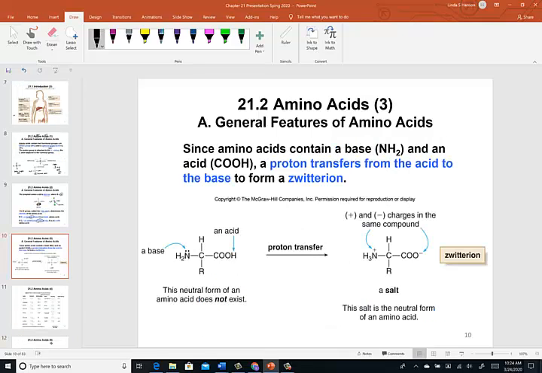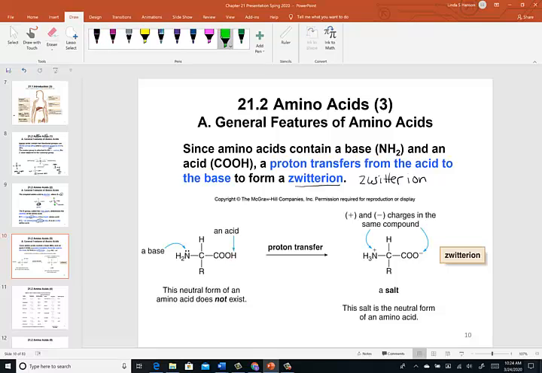Since amino acids contain a base, which is the amine, and an acid, which is the COOH, we often see a proton transfer from the acid to the base, forming a zwitterion. You need to know that word, zwitterion. It's a fun word to say, isn't it? A zwitterion, all one word. Now that's what this means.